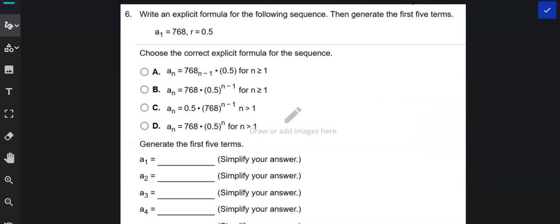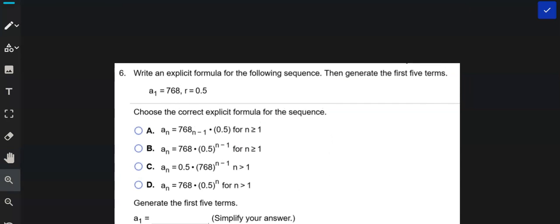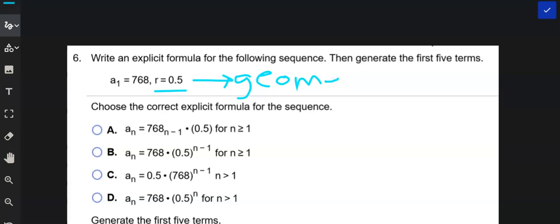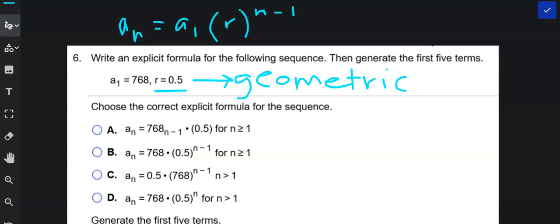All right, now, on this particular question, we've been told the first term is 768, and we've been given the multiplier. They're telling us right here that it is geometric, because there's an r. If there was a d, then we would know that we were adding a common difference. They want me to write an explicit formula. We know from our notes that a sub n equals a sub 1 times r to the n minus 1 is the explicit formula for a geometric sequence.